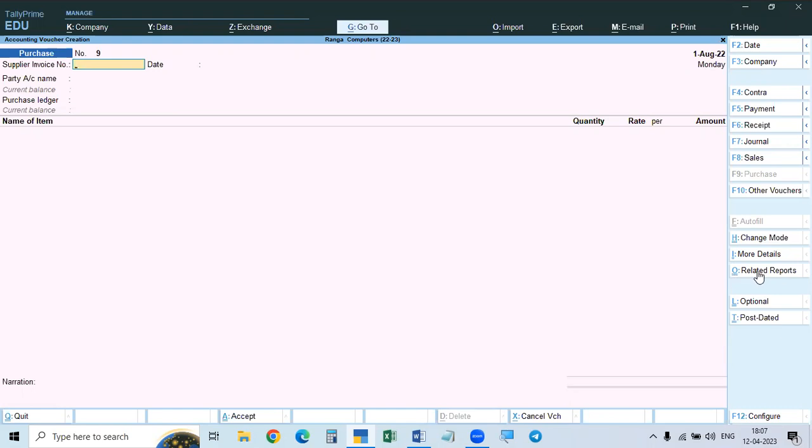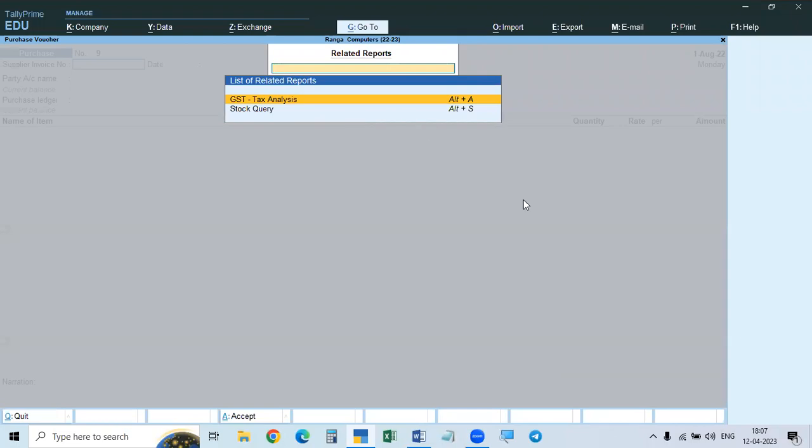So what is the shortcut key for that? See, go to related reports.